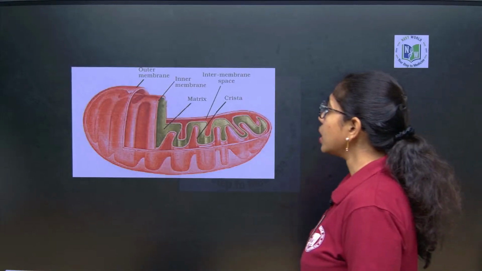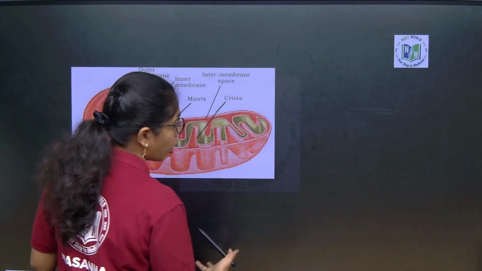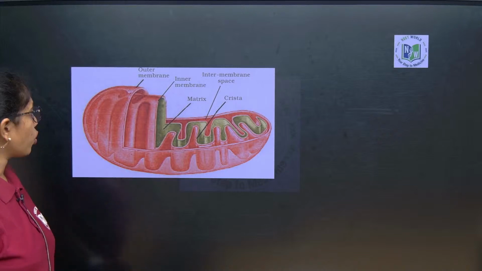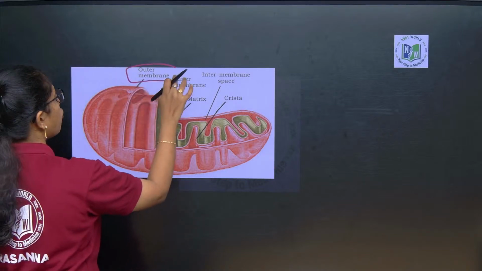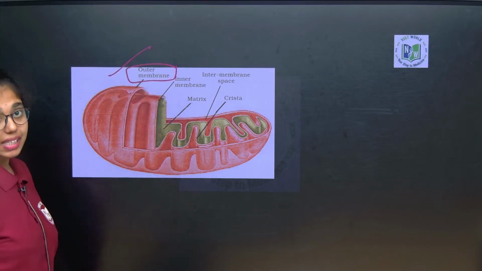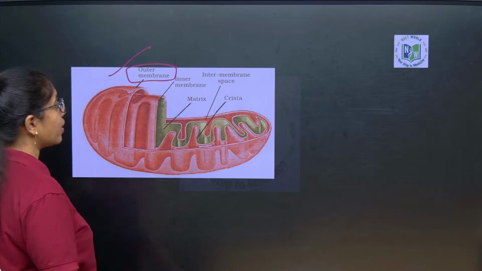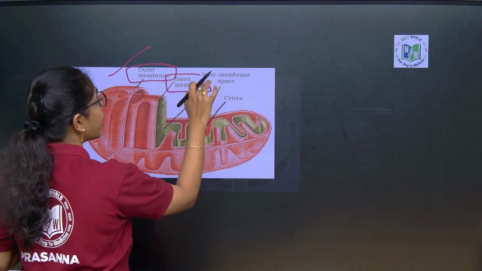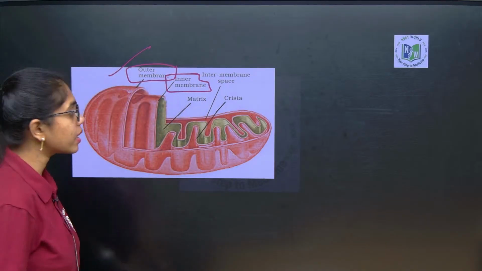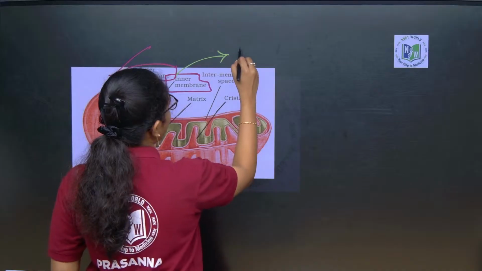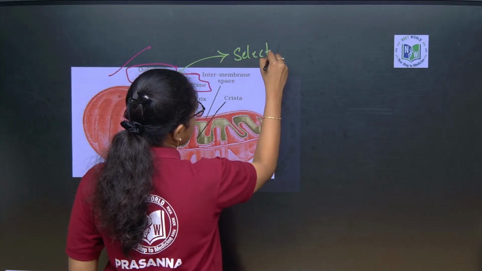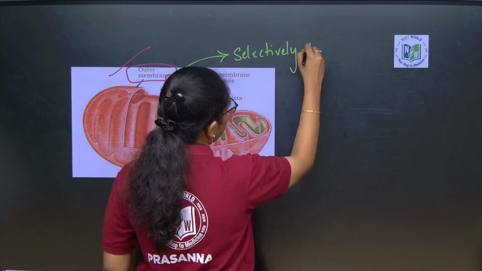And next, the double membrane bound organelle is the mitochondria. The outer membrane of mitochondria is easily permeable, where permeability is more for the outer mitochondrial membrane, whereas the inner mitochondrial membrane is selectively permeable.